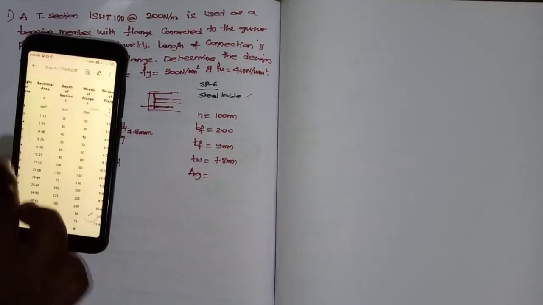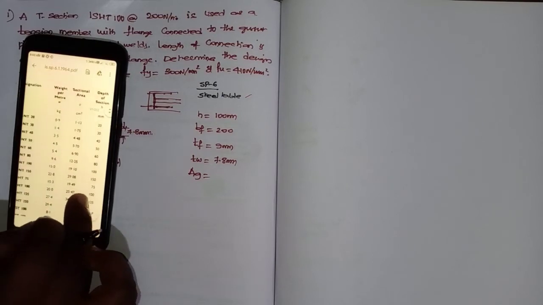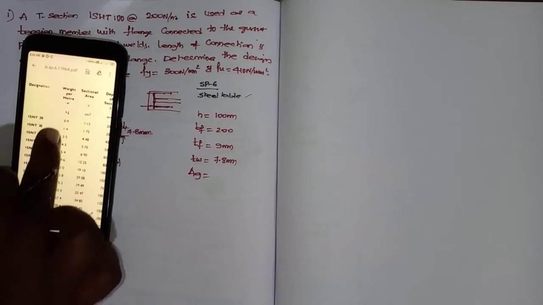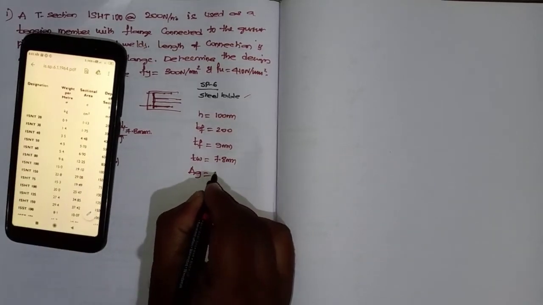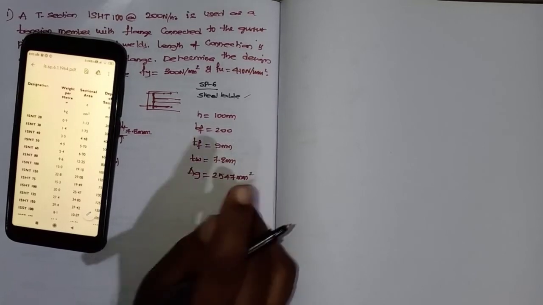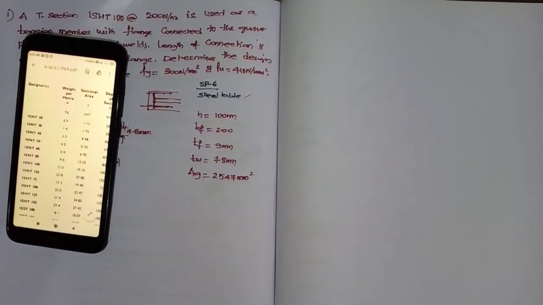Sectional area of ISHT 100, what is this? 25.47 cm square, which means 2547 mm square. So these are the details.